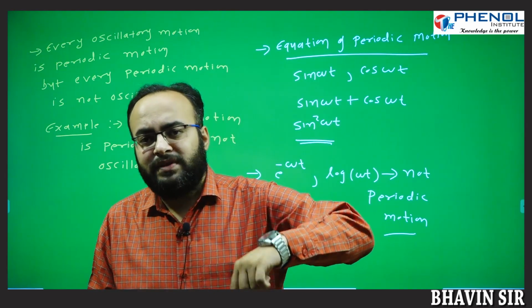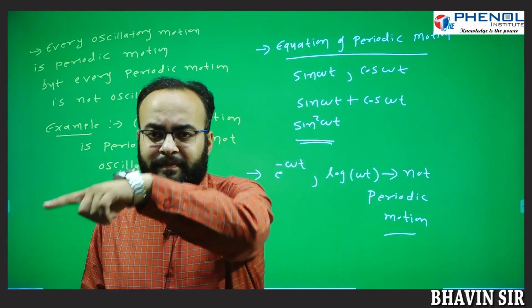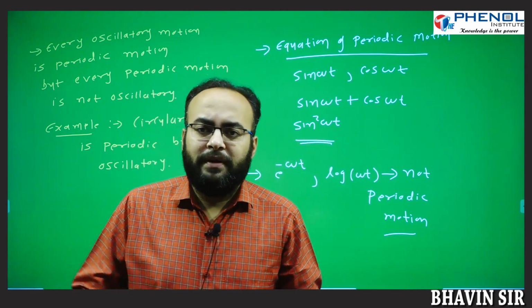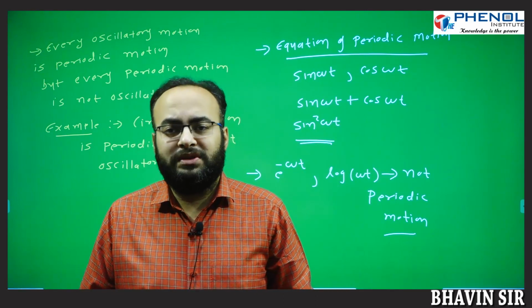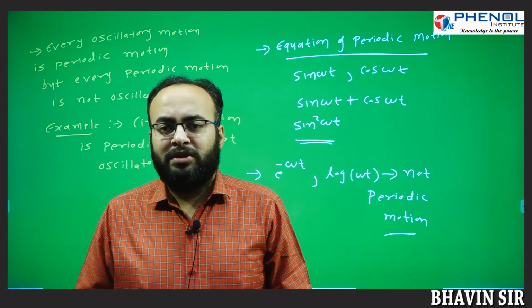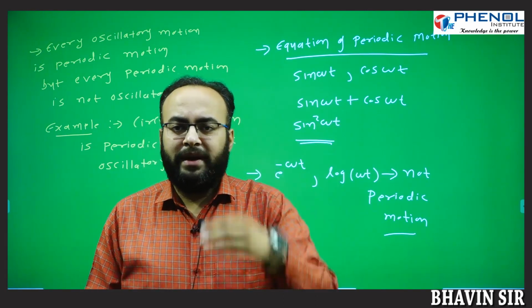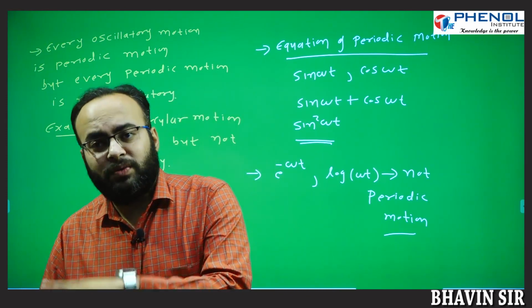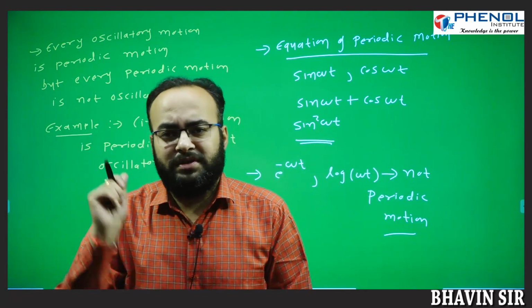See, in the case of circular motion the path is repeated. So this is periodic, but this is not oscillatory. Because in oscillatory motion it should go to and fro, up and down, which does not happen in circular motion. So circular motion is periodic but not oscillatory.